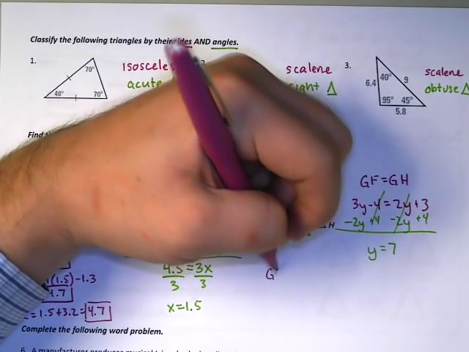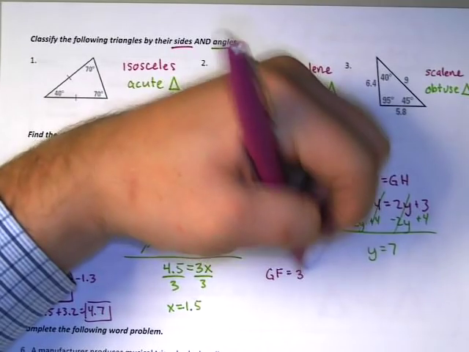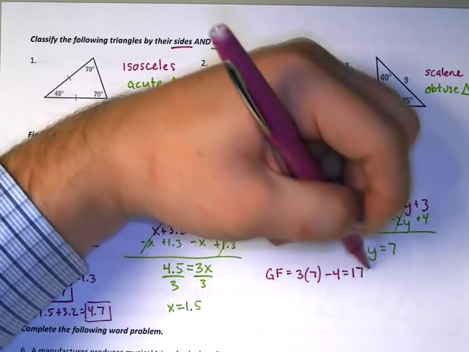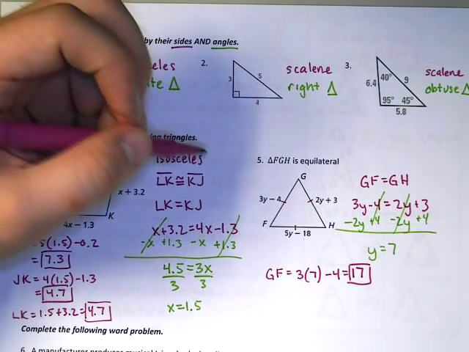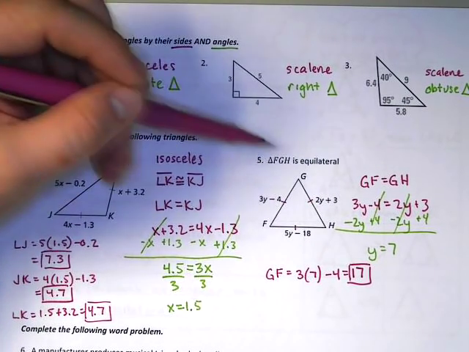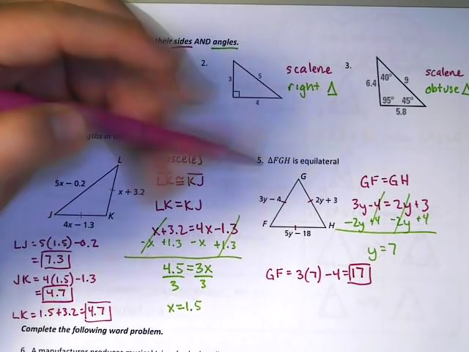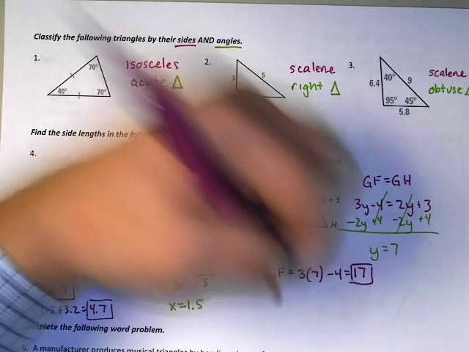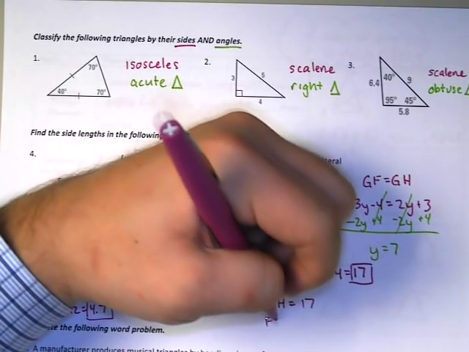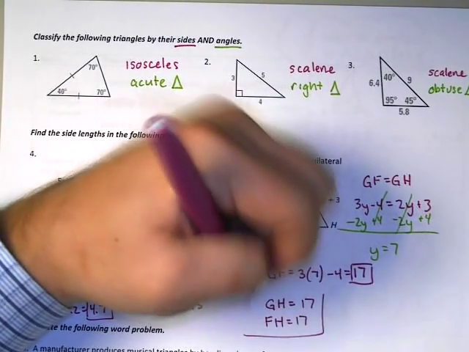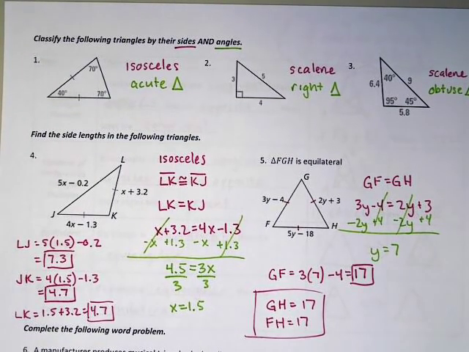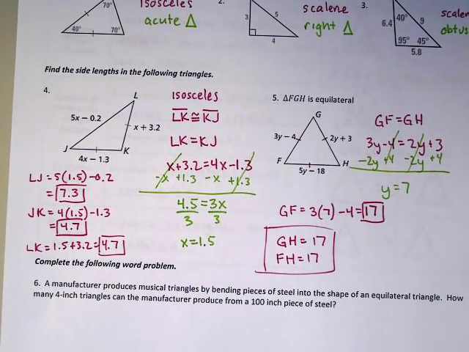So if I get GF is 3 times 7 minus 4, that's 21 minus 4, that's 17. Well, we should know that every single one of these should be 17, because it's an equilateral triangle, which we were given, right? So I really don't even have to go through this anymore, guys. I can just say GH is 17 and FH is equal to 17. Alright? Cool. We're getting there.